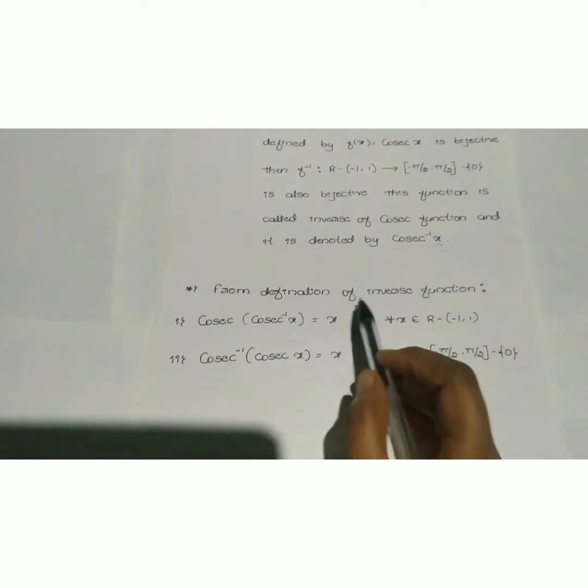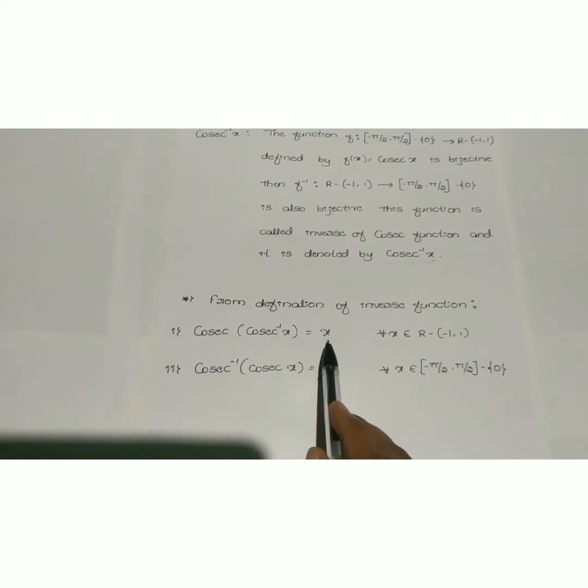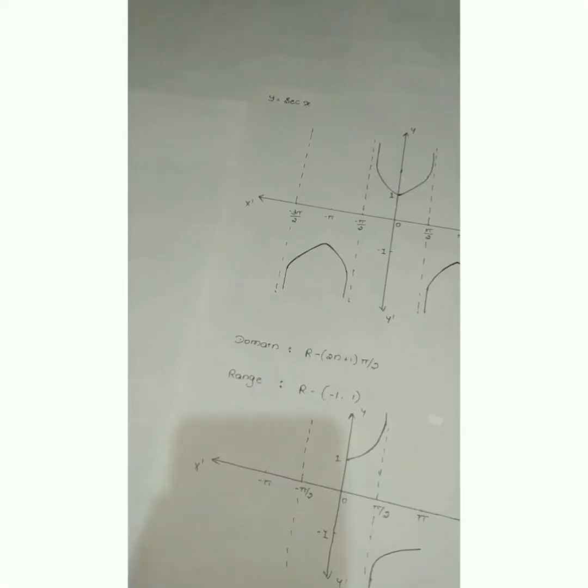From the definition of the inverse function, first note: cosec of cosec inverse x is x for all x belonging to the range of the cosec function. And second note: cosec inverse of cosec x is also x for all x belonging to the range of the cosec inverse function. This is the definition and graphical representation of the cosec inverse function.